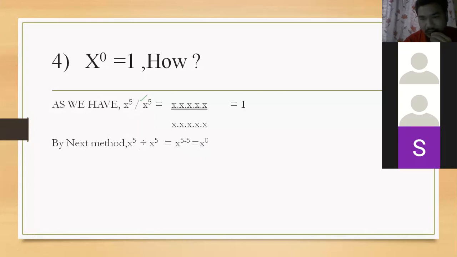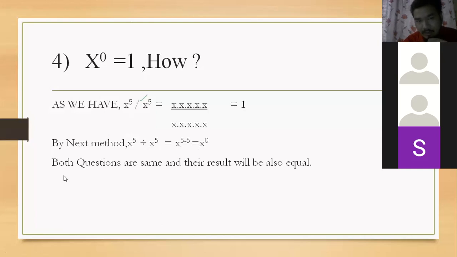Yes, sir. Very good. And both solutions must also come the same, isn't it? That's why x to the power 0 equals 1. If the questions are equal, then the answer should also be the same. So to make them the same, both questions are the same and their results will also be equal. So x to the power 0 equals 1. Are you clear, children? How does x to the power 0 come to 1?